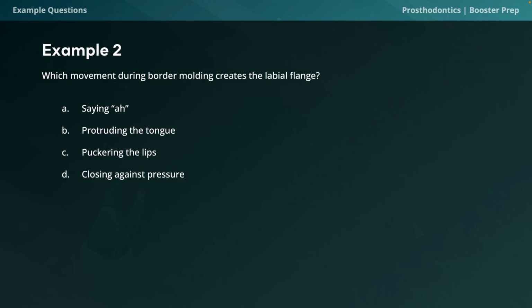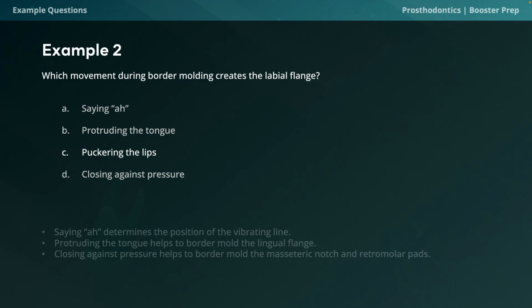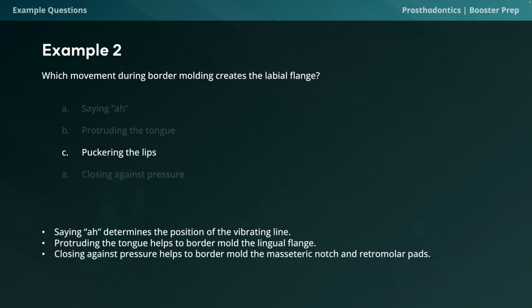Which movement during border molding creates the labial flange? Saying ah, protruding the tongue, puckering the lips, or closing against pressure? And the answer is C, puckering the lips.